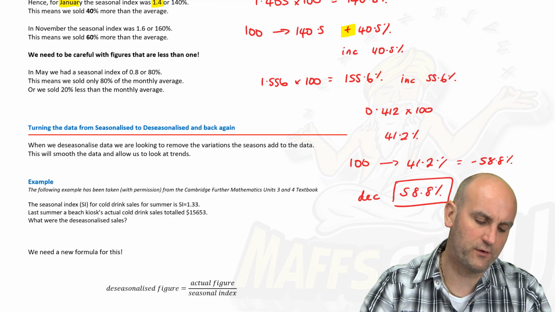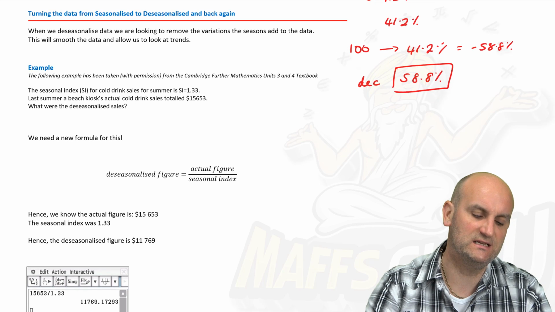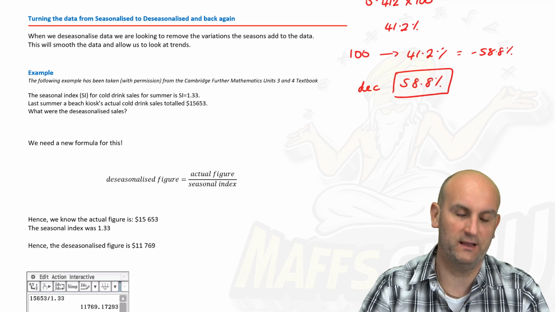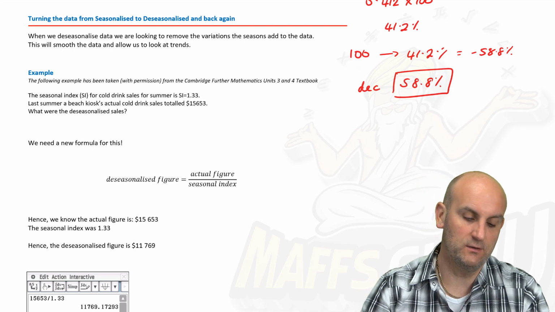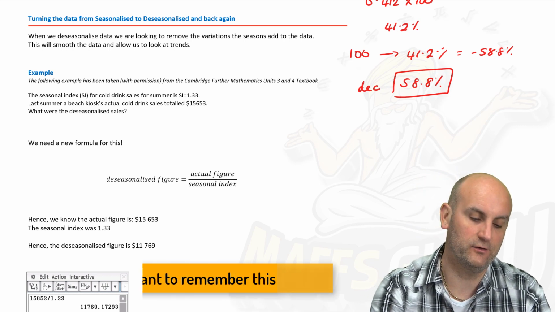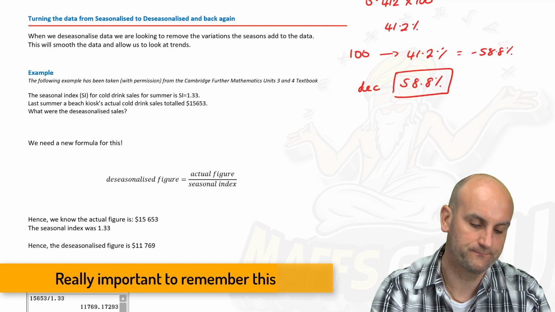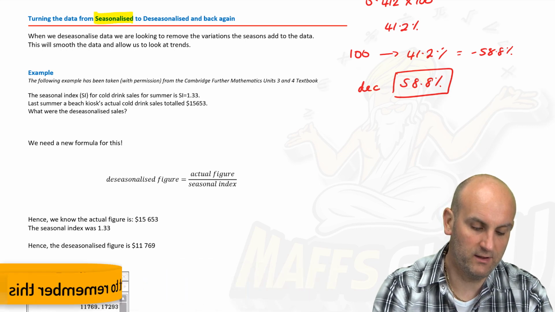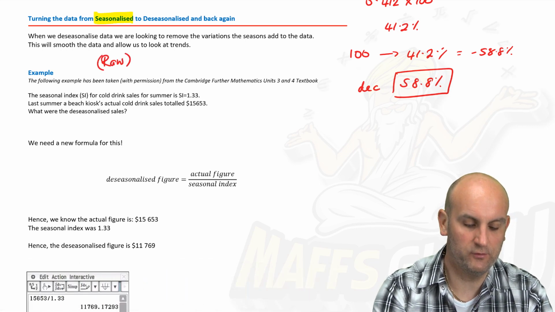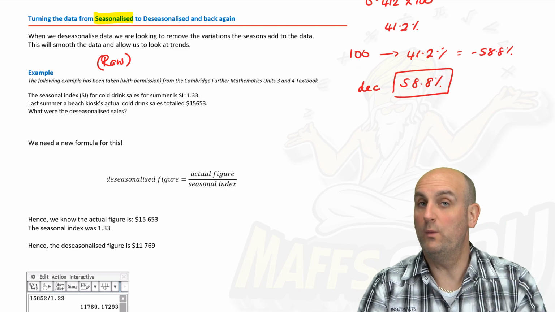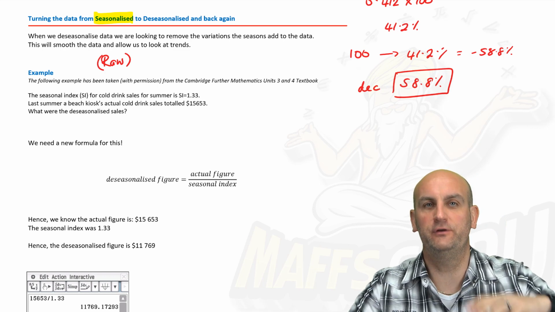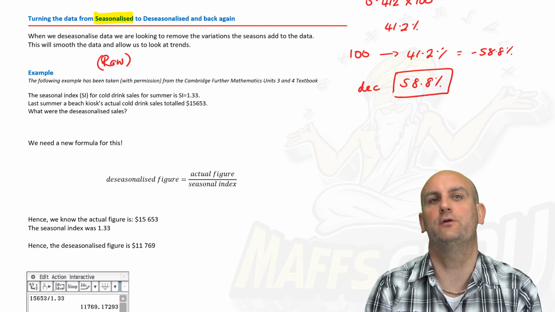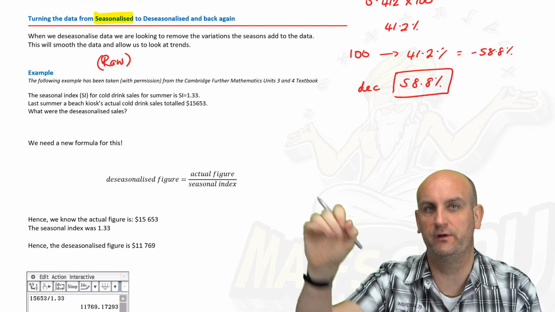Turning the data from seasonalized to deseasonalized and back again. Seasonalized data is normally my raw data. The most important thing here is to say that seasonalized data is actually my raw data. When we deseasonalize it, we are trying to reduce, as I said at the start of this video, we are trying to smooth the data out.